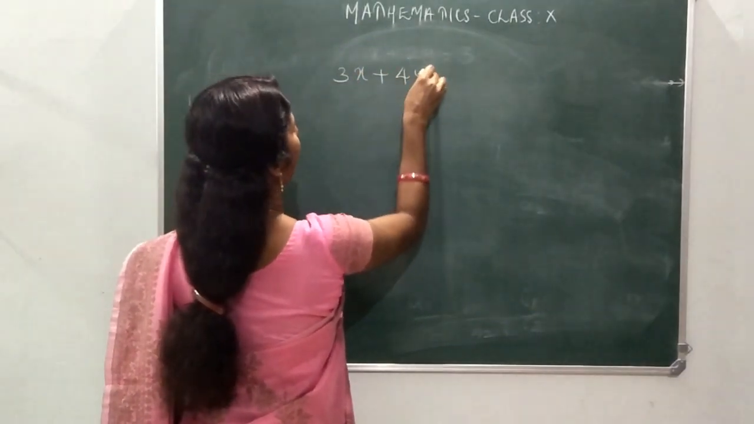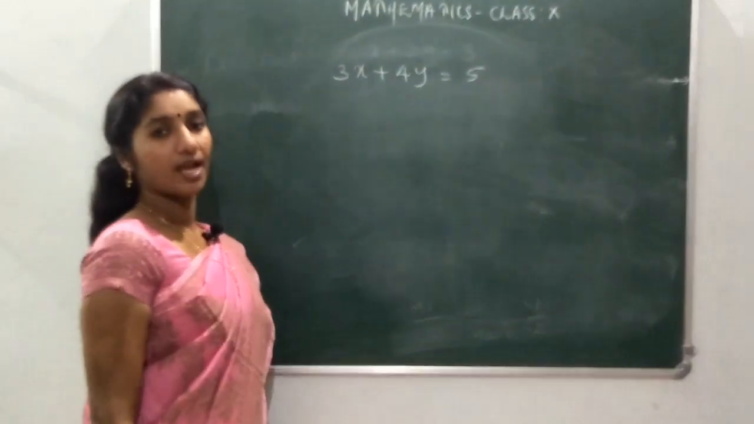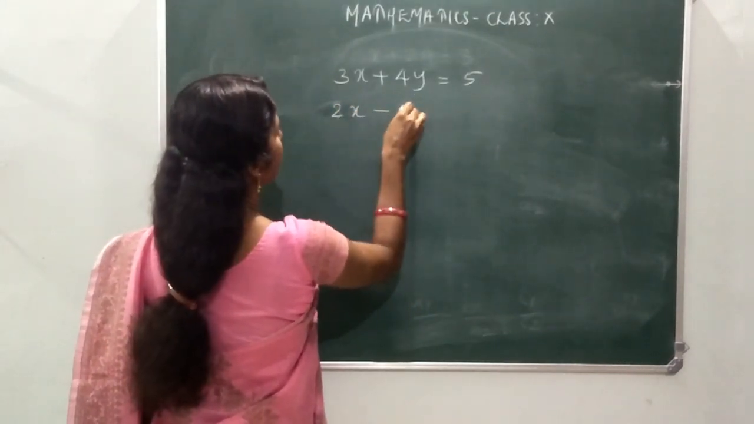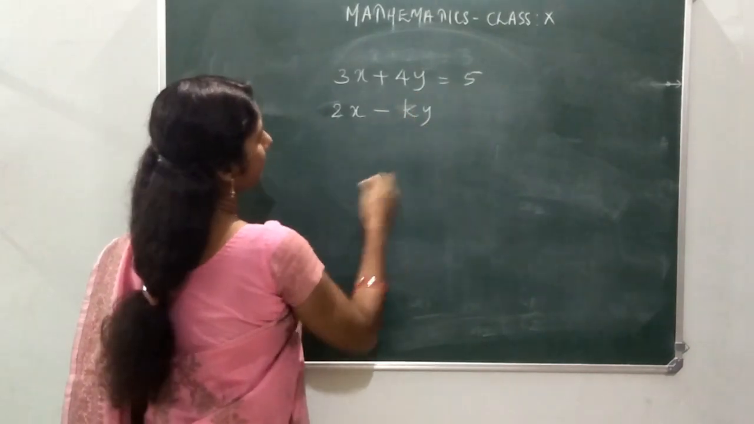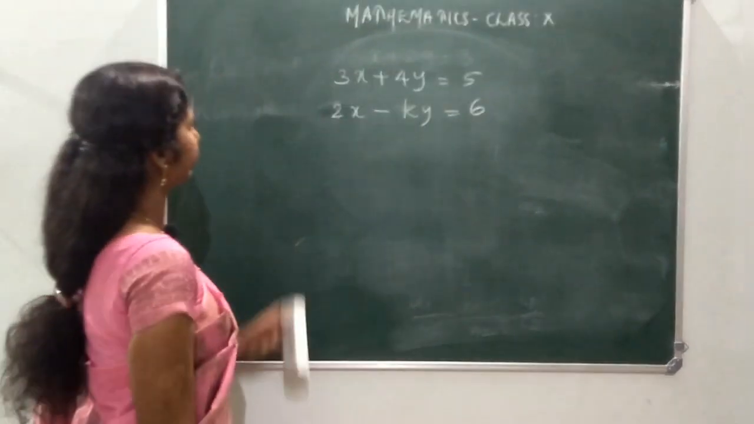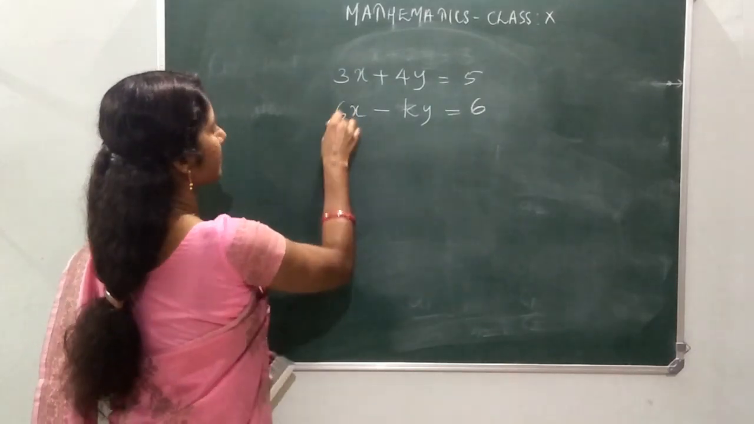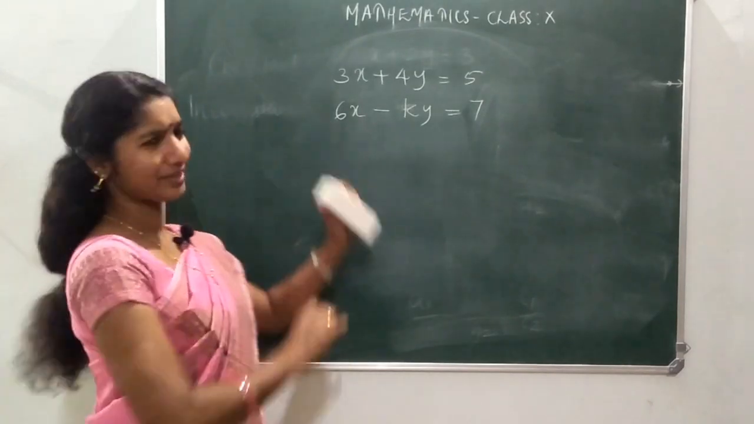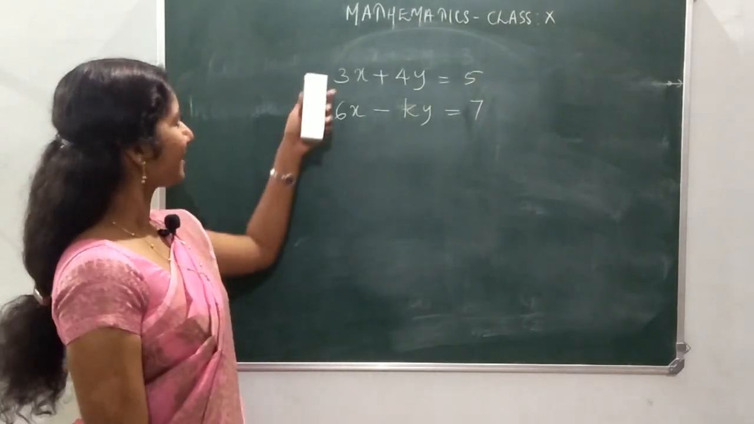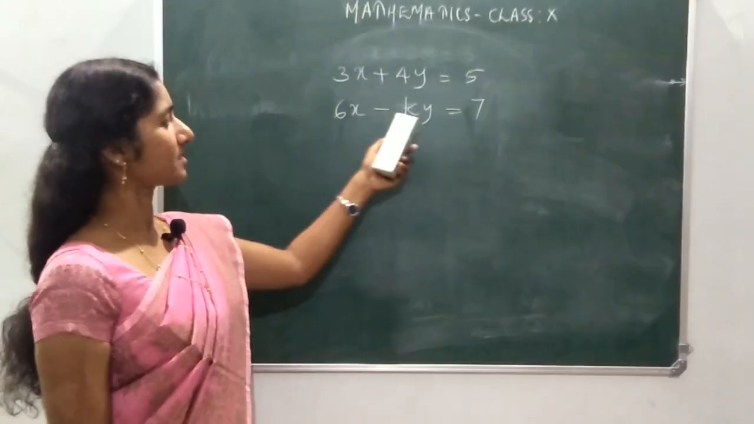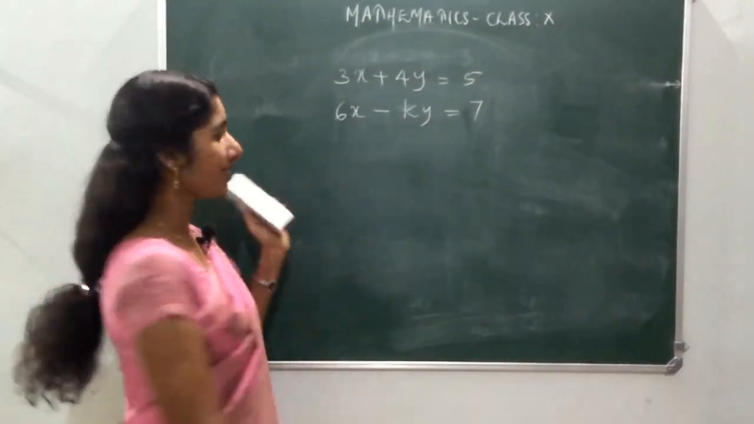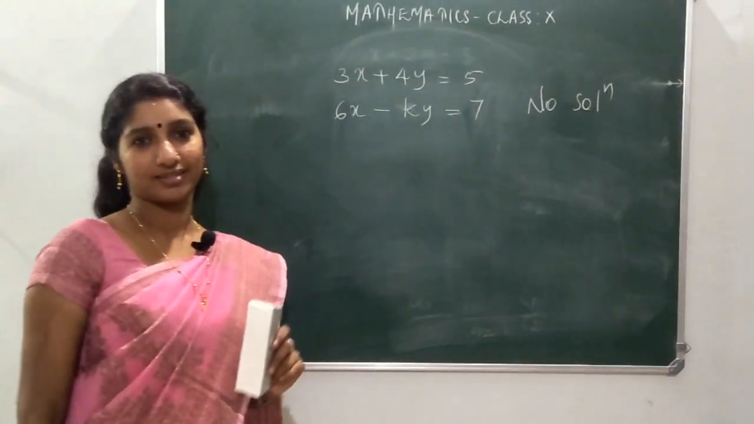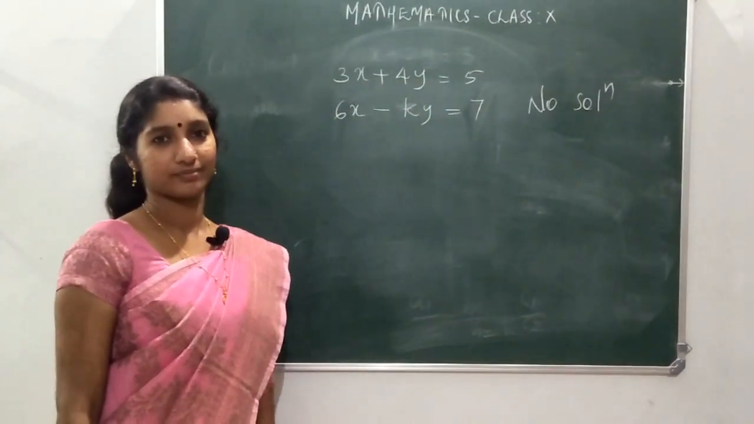3x plus 4y is equal to 5 and 2x minus ky equal to 6. We will make it as 6 and here we can make another number 7. Okay, simply two equations I wrote, that much only. See, 3x plus 4y is equal to 5 and 6x minus ky is equal to 7. It says they do not have a solution. No solution, they are parallel lines. Then what will be the value of k?